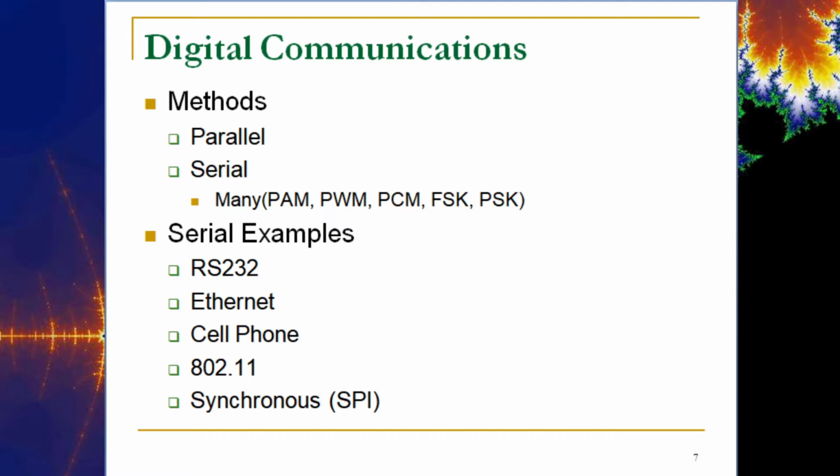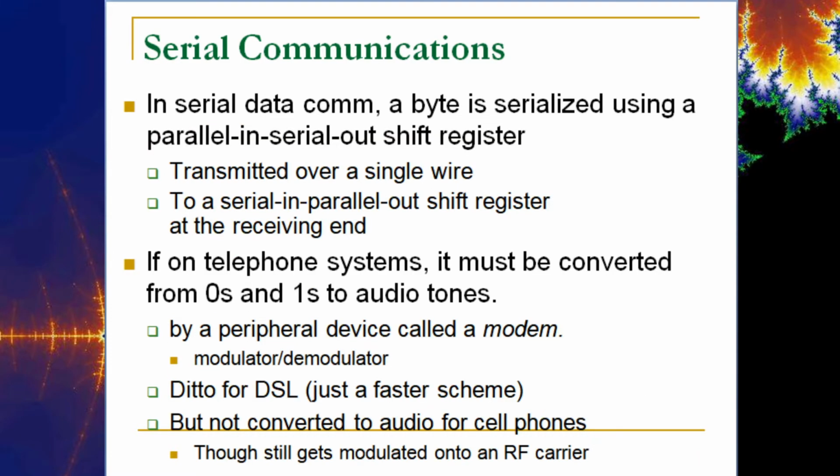So in serial data communications, a byte is serialized using a parallel-in serial-out shift register. That's very difficult to say. It's transmitted over a single wire to a serial-in parallel-out shift register. So even though you may have data that's coming in quickly and you can load it all into a register, you can send it out a bit at a time, and then the receiving end will receive it in serial and then parallel out. That's typically how things operate.